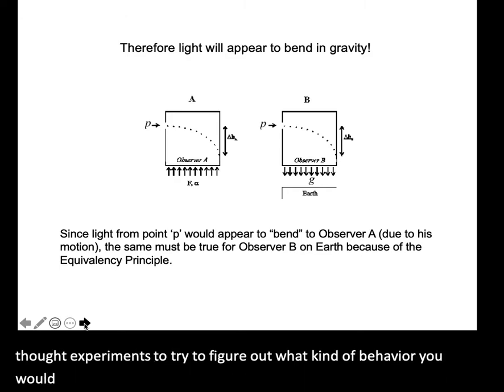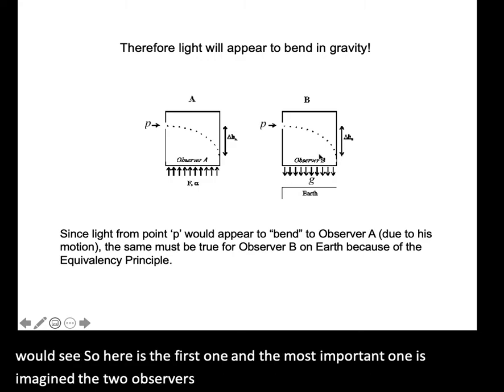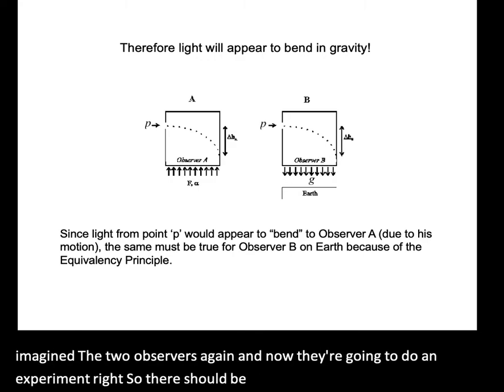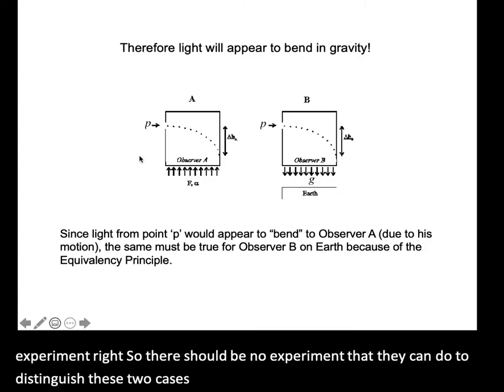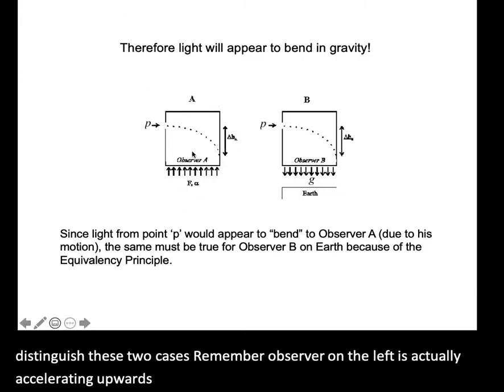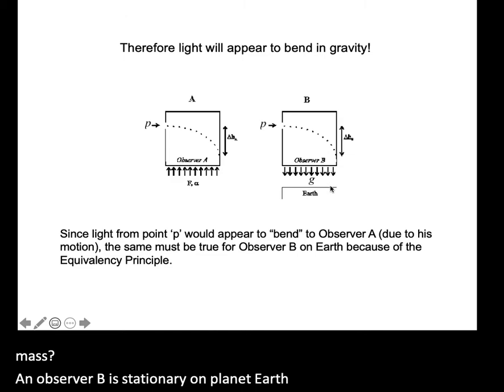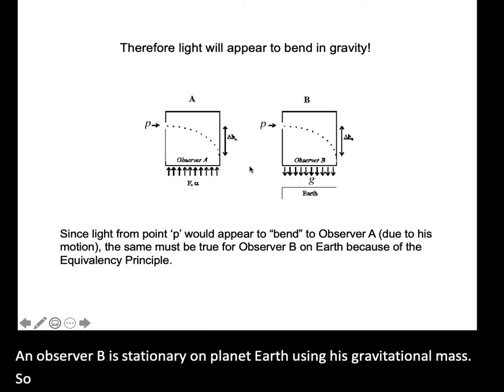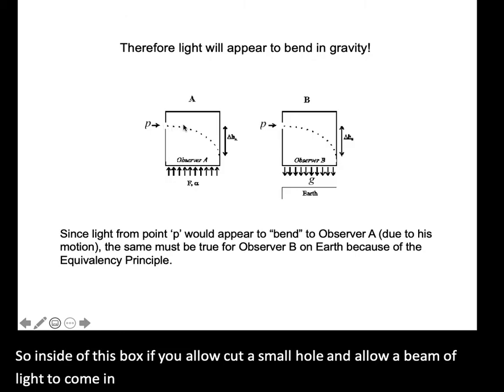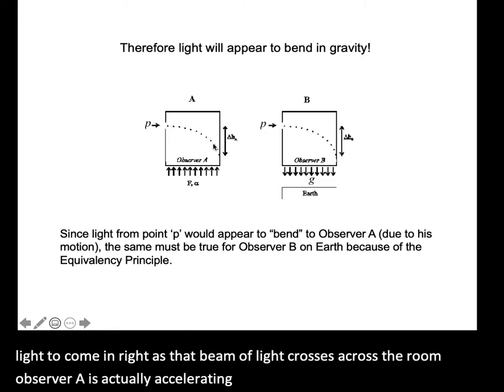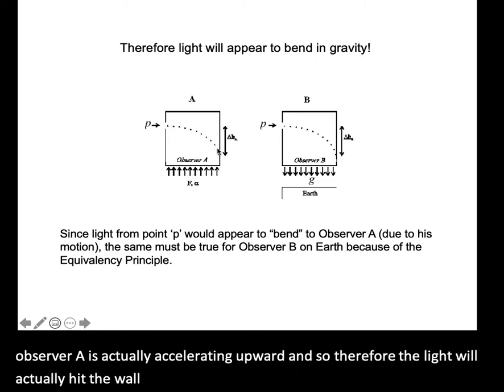So here is the first one, and the most important one. Imagine the two observers again, and now they're going to do an experiment. There should be no experiment that they can do to distinguish these two cases. Remember, the observer on the left is actually accelerating upwards through space, using his inertial mass, and observer B is stationary on planet Earth using his gravitational mass. So inside of this box, if you cut a small hole and allow a beam of light to come in, as that beam of light crosses the room, observer A is accelerating upward, and so therefore the light will actually hit the wall at a lower point. Does that make sense to everybody?